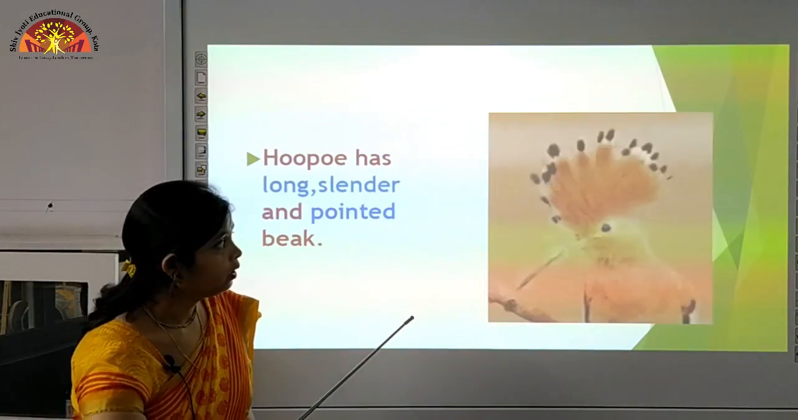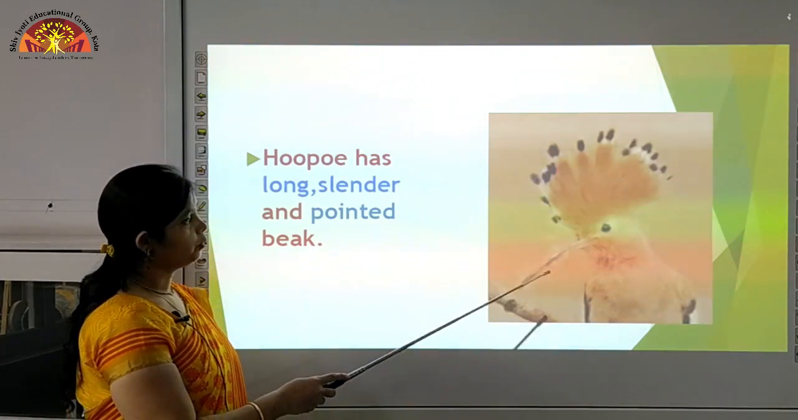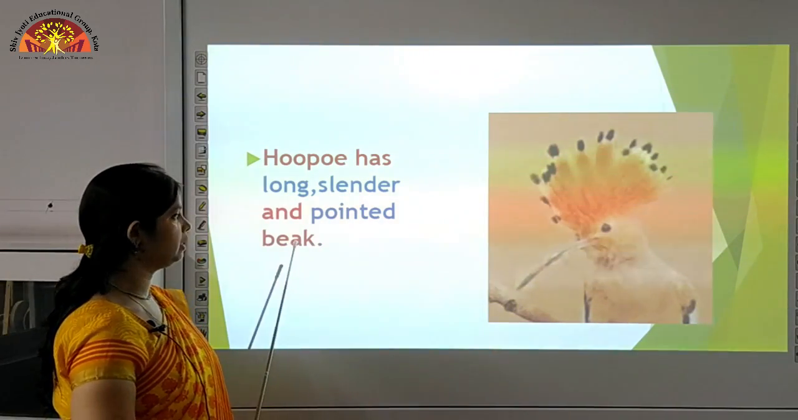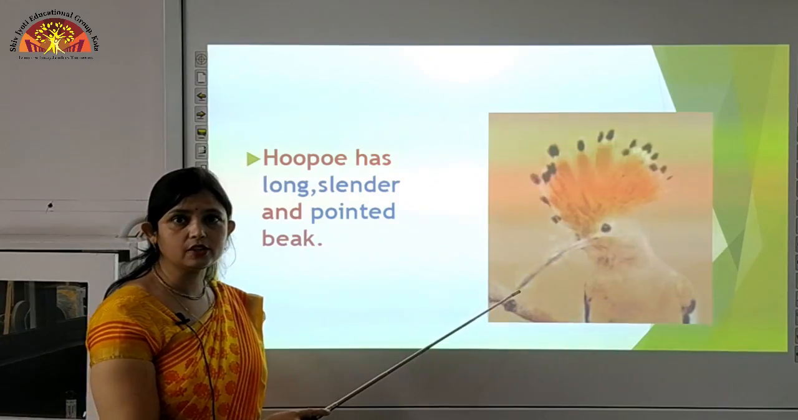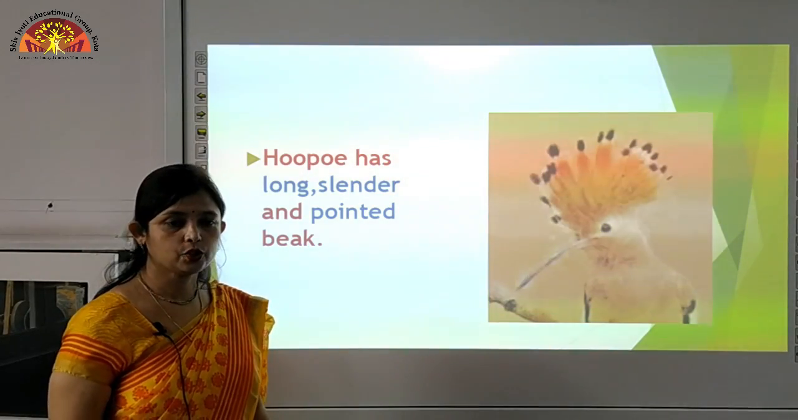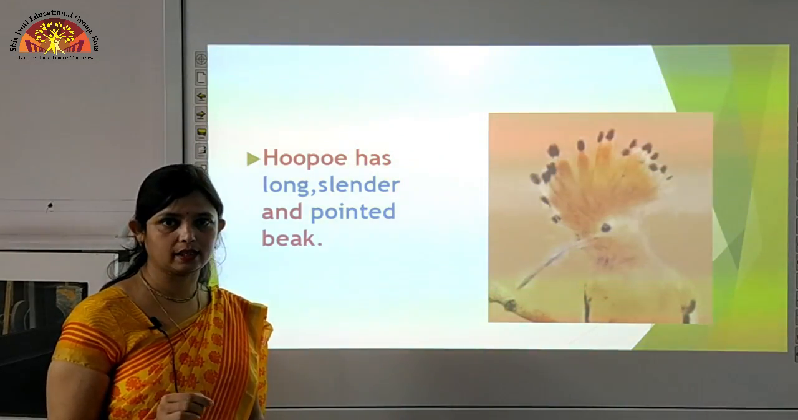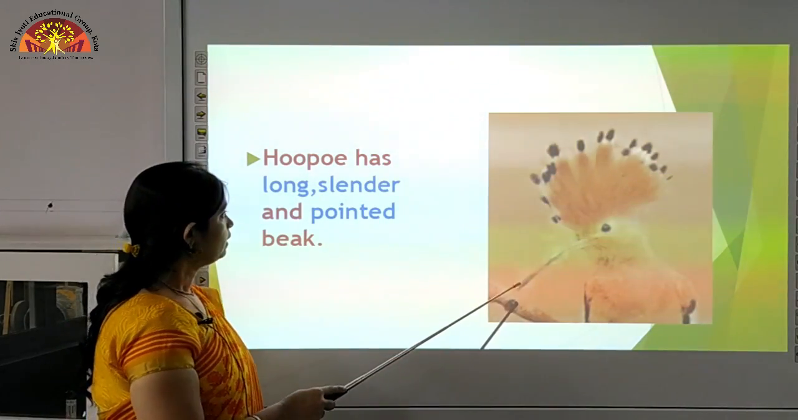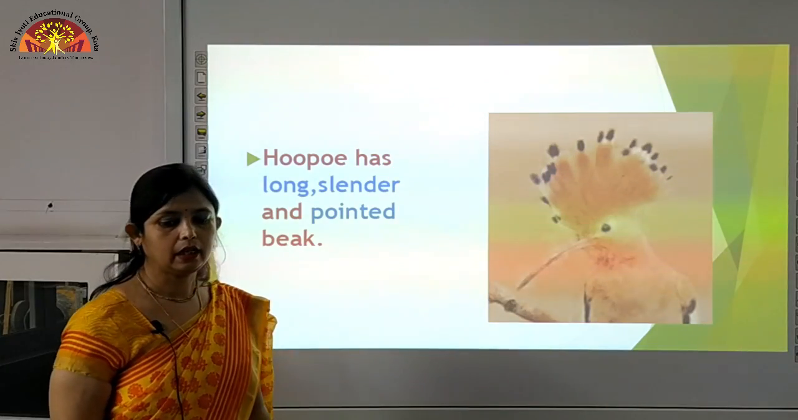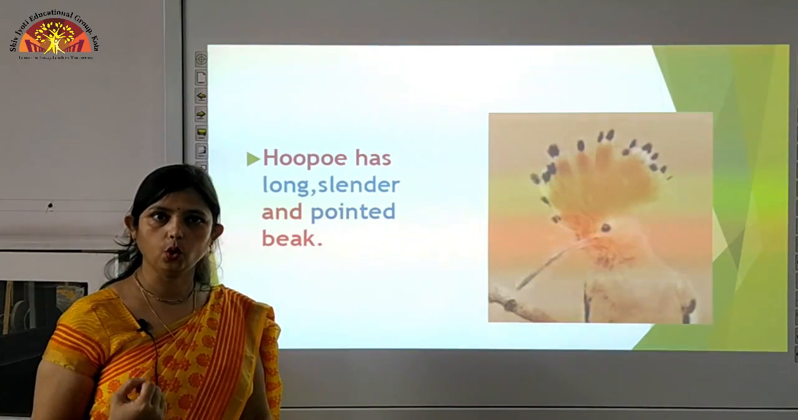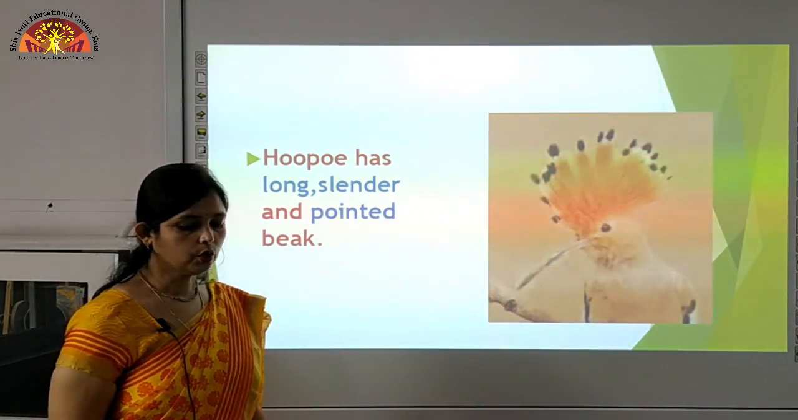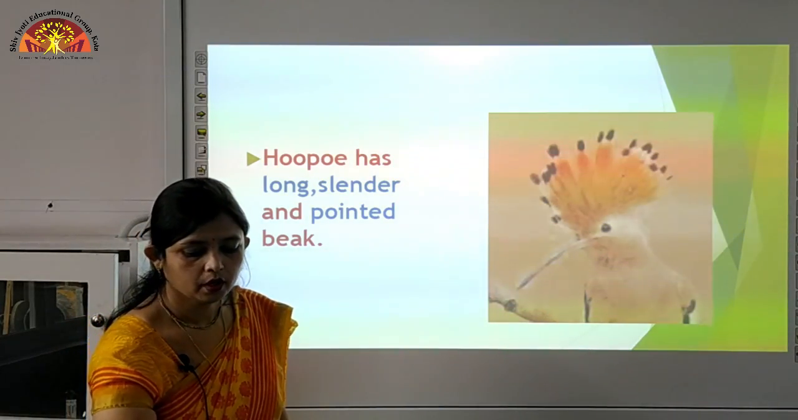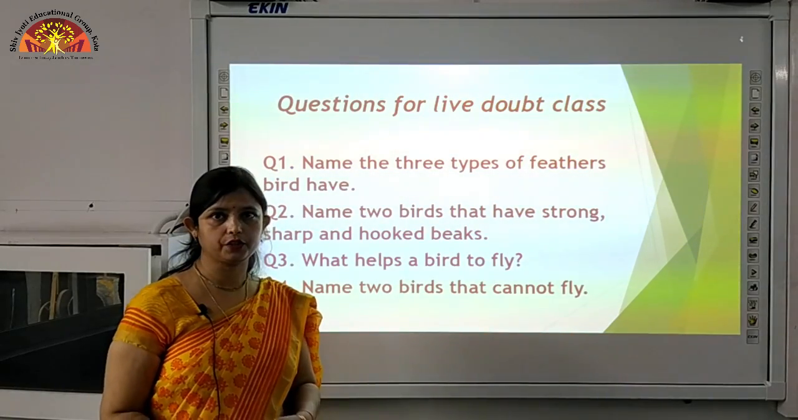Now, the last example here is a bird named Hoopoe. Hoopoe has a long, slender and pointed beak. Now, this Hoopoe feeds on insects. What does it eat? The insects that are inside holes in the ground, it feeds on those insects. So, with the help of its long, thin and pointed beak, it takes out the insects from the holes in the ground. So children, this was all about the explanation of part 1 of this chapter.